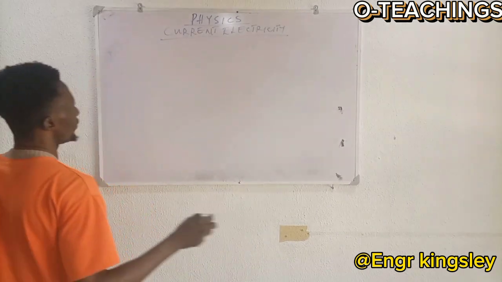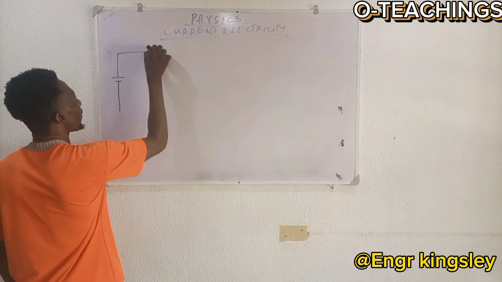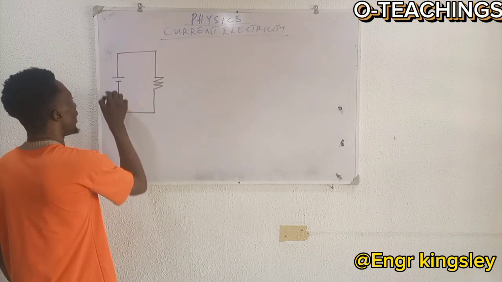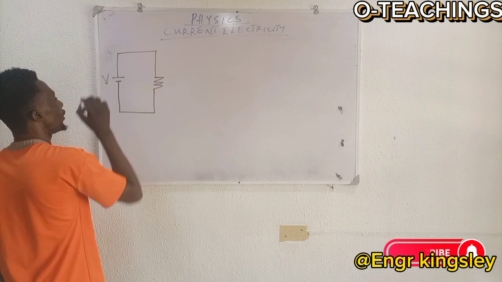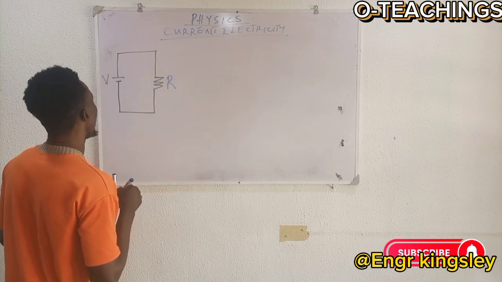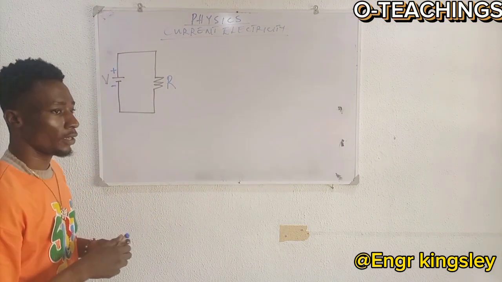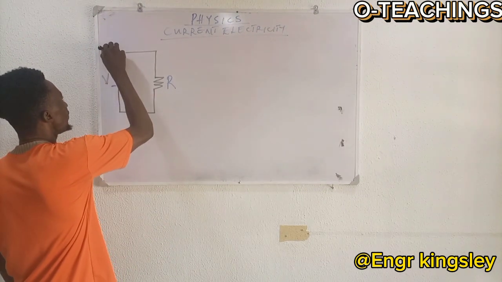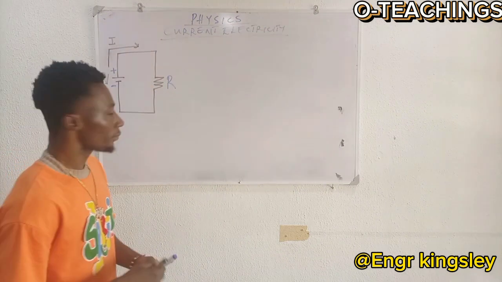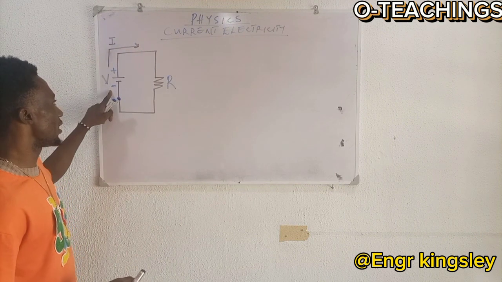Current electricity is just talking about how current is flowing through a conductor. If we have a conductor like this, and we have the battery here containing V, which is the potential difference, and we have the resistor, and this is the positive terminal and this is the negative terminal. Current flow in a conductor always flows from the positive terminal to the negative terminal. We call it I, and I stands for current.